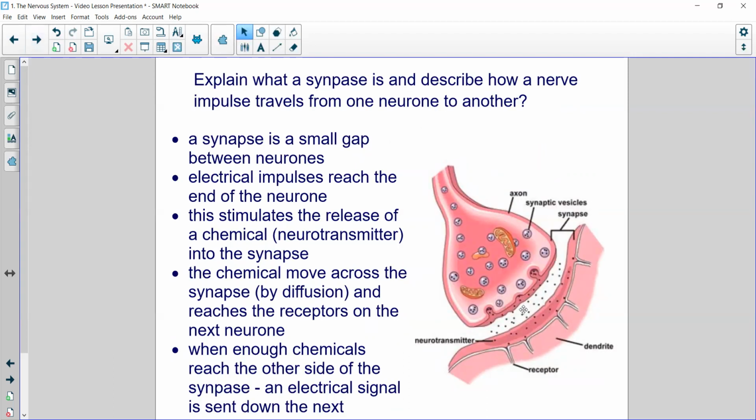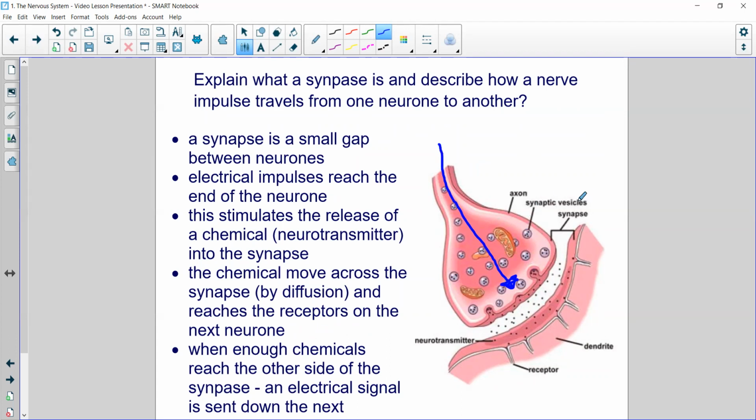So we need to first of all say that the synapse is the gap between neurons. What will happen is when we've got a nerve impulse traveling down a neuron, eventually it's going to reach the end of that neuron. As the impulse travels down towards the end, it effectively pushes these little structures here, which are called synaptic vesicles.